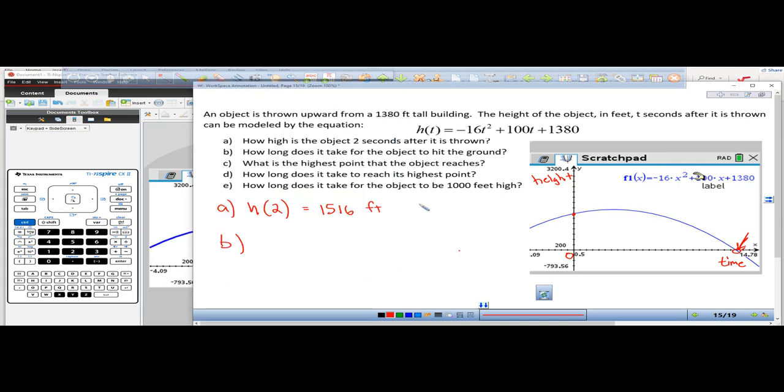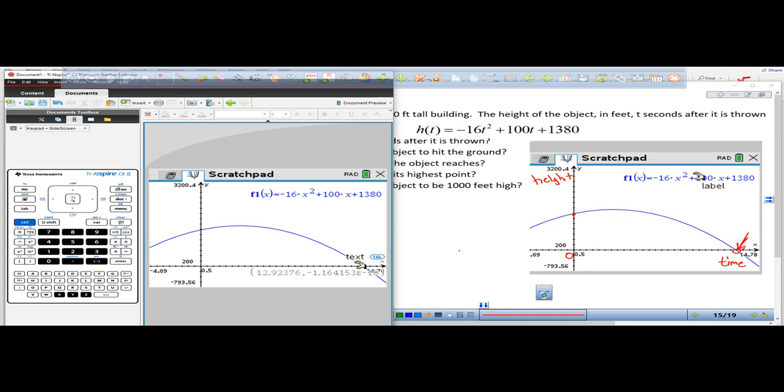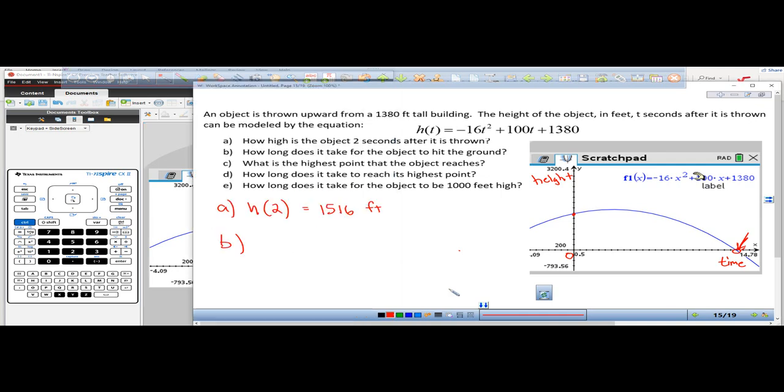Okay, so the question, how long does it take? Remember, that sounds like time. Remember our x-axis is time, so that means your answer is the x value of this coordinate right here. Okay, so the x value is 12.9. So it looks like it's going to take 12.9 seconds.